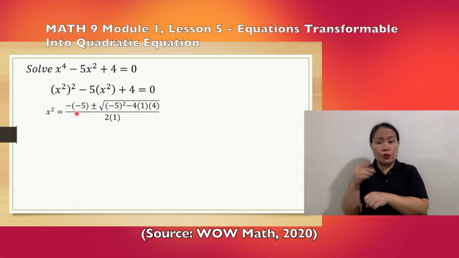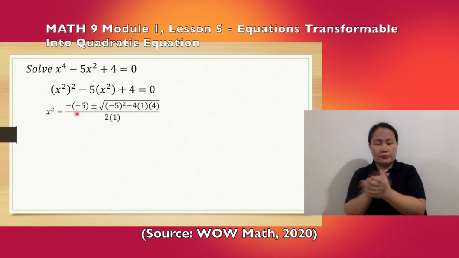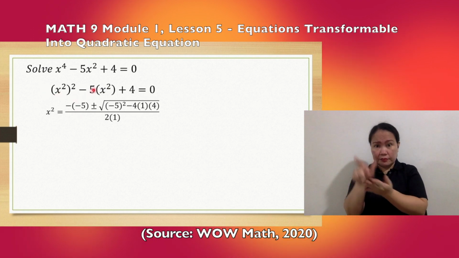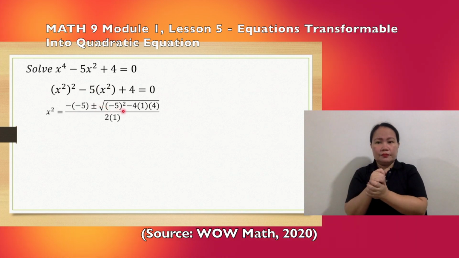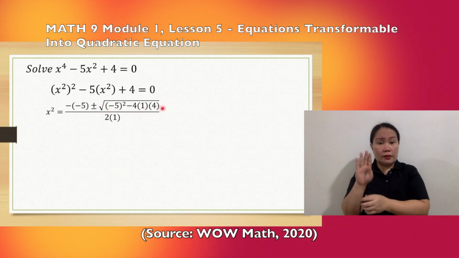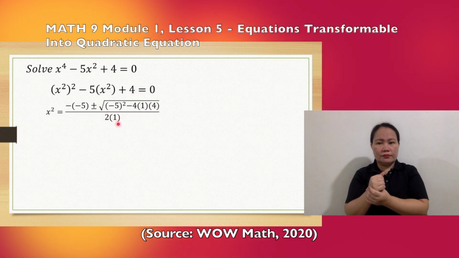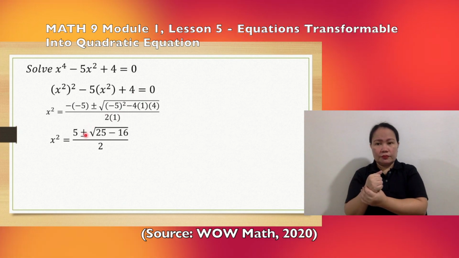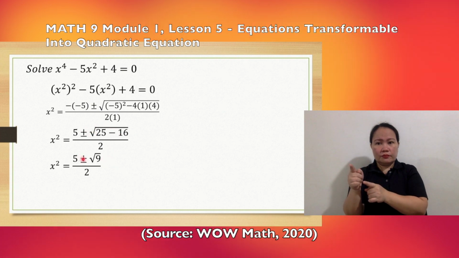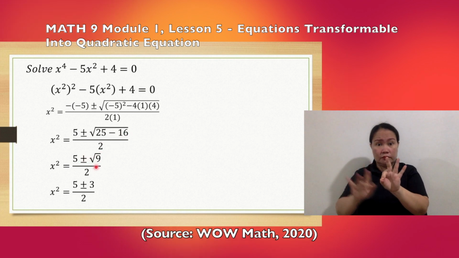We have, so, x squared is equal to negative times negative 5. Bakit negative 5? Yeah, that is our value of b. So, positive negative square root of negative 5 squared minus 4 times 1 times 4. So, yung 4 natin, that is our c, all over 2 times 1. And then, simplify lang natin. 5 positive or negative square root of 25 minus 16 over 2. So, that is 25 minus 16, that is 9. Square root of 9, that is 3.